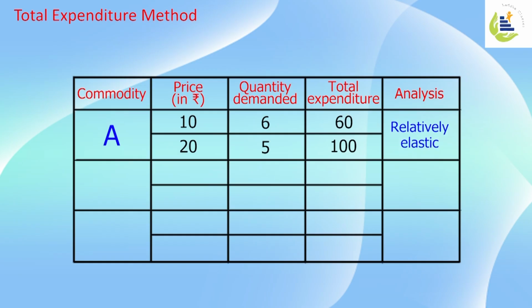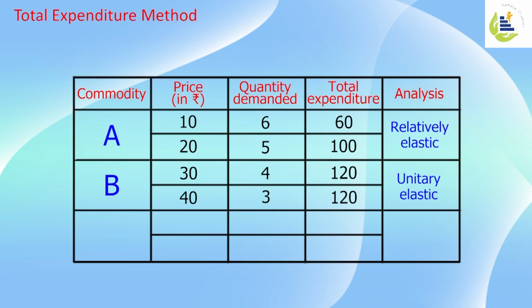For the second product, what happens? Let's say product B. The price is 30 rupees per kg and you buy 4 kgs. So total expenditure in this case will be 120 rupees. If price happens to change from 30 to 40 rupees per kg, my quantity demanded changes from 4 to 3, so my total expenditure becomes 120 again. Earlier expenditure 120, new expenditure is 120. So what do I understand? My total expenditure remains the same, so it's a unitary elastic situation. Elasticity of demand is 1.